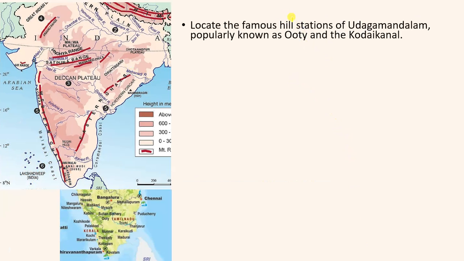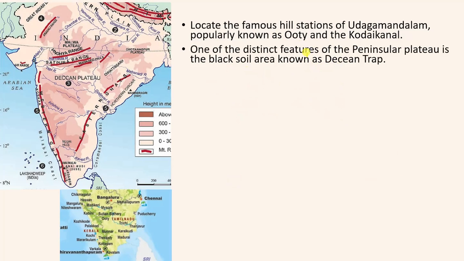If you look at the hill stations of Udagamandalam, popularly known as Ooty, and Kodaikanal, one of the distinct features of the Peninsular Plateau is the black soil area, known as Deccan Trap. So the black soil region in this Deccan Plateau region is known as Deccan Trap. This is of volcanic origin.